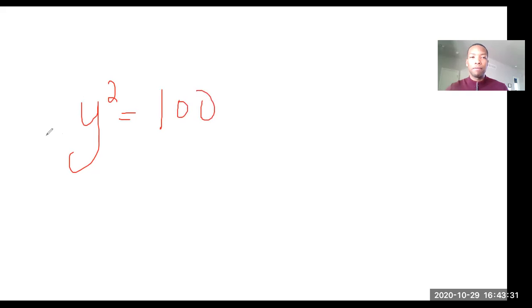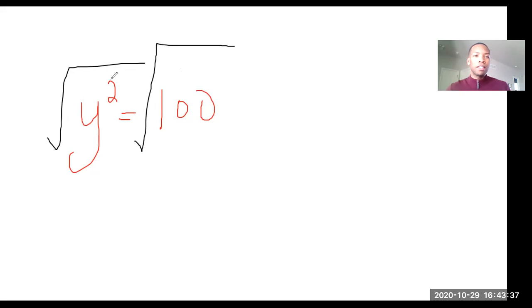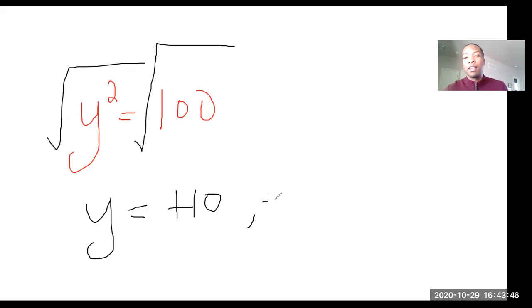You said it. Well, you didn't because I can't hear you. But the square root of y squared is y, and I have to do the same thing on the other side. So y is equal to positive 10 and negative 10. The square root of 100 is 10.